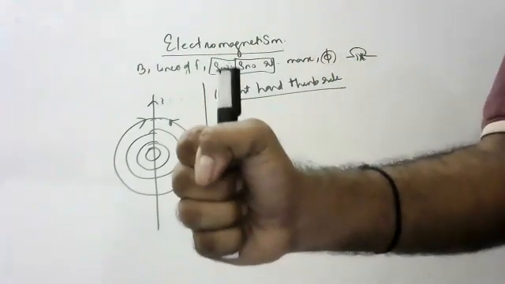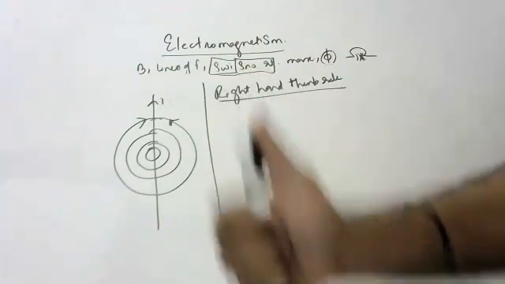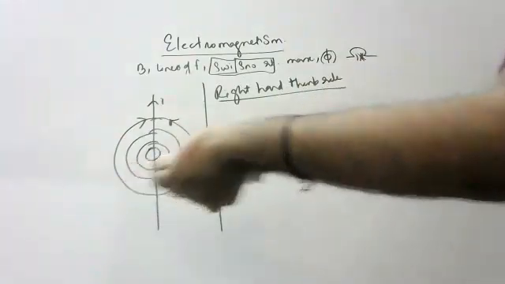Imagine you are holding a current carrying conductor in your right hand. The thumb should be in the direction of current. If upward, put it up. If down, put it down. If left, you put it like this. East, like this you put.